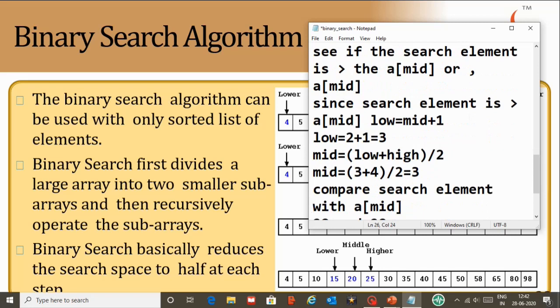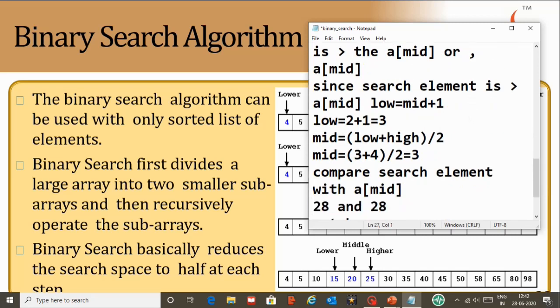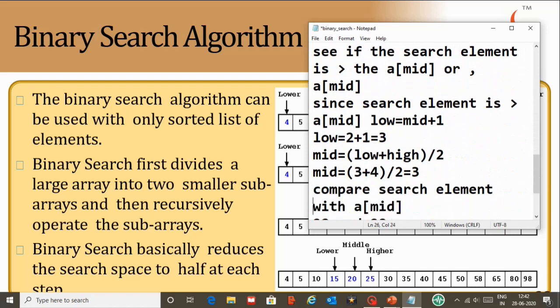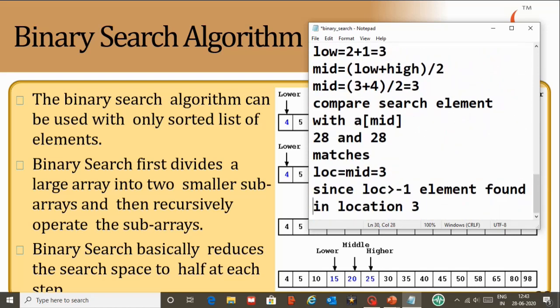Now the same procedure. Compare the search element with A of mid. So search element is 28 and what is the mid value here? 3, right? So I need to compare it with A of mid, nothing but A of 3. So A of 3 is 28 here. You can see in the list. So I will say it matches, right? And that is why LOC will take the mid value, which is equal to 3. Since LOC is greater than minus 1, the element is found in location 3.